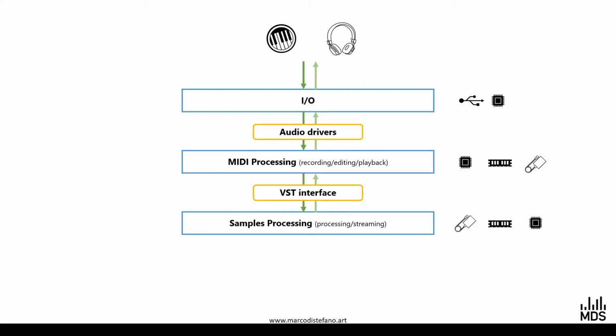And then for the samples processing, one of the most important things is the streaming with the hard disk, then the RAM, and finally we can say the CPU. Again, this is just a simplified view. Of course, you can argue that there is much more behind that.